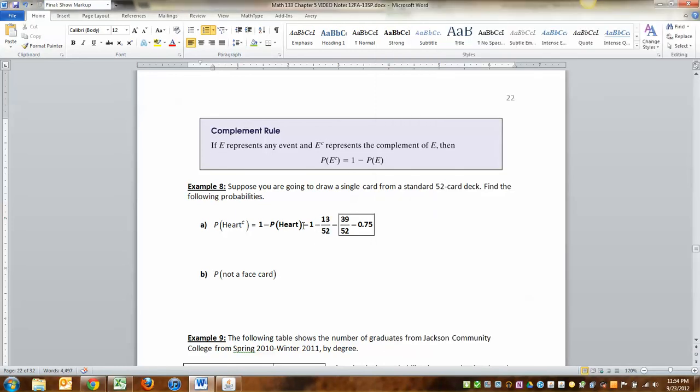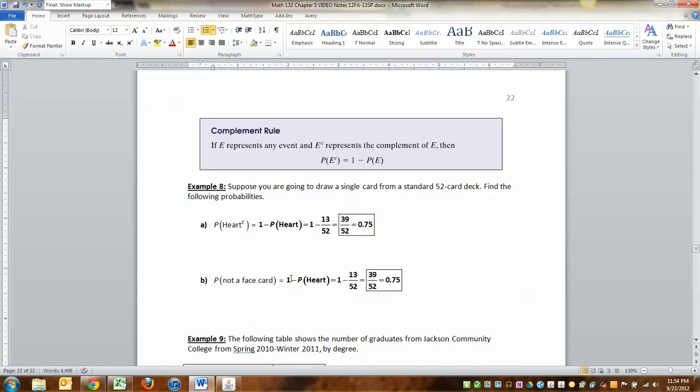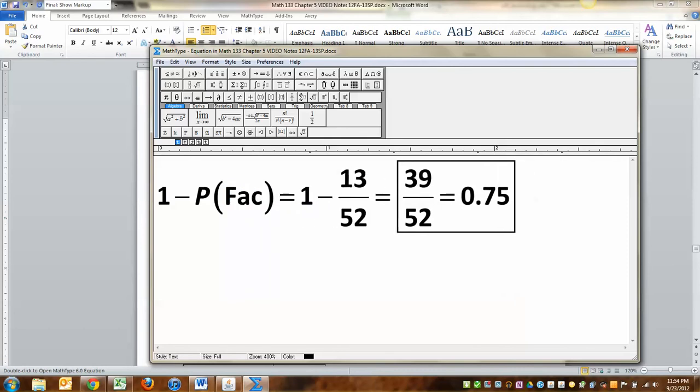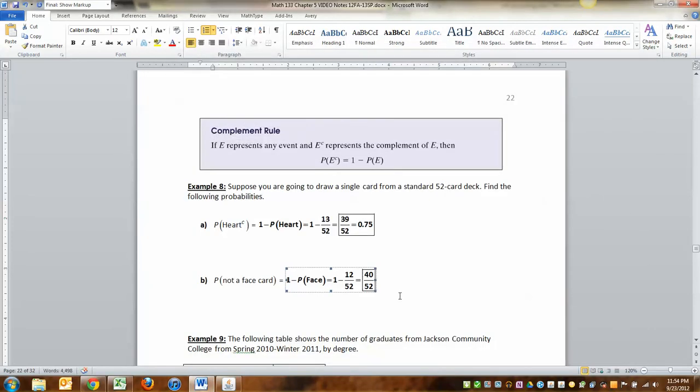All right, now what about the probability of not drawing a face card? Well, according to the rules, that's 1 minus the probability of a face card. There's 12 face cards total, so that'd be 40. Not 38, 40, because they got to add up to 52, right? 12 face cards means there's 40 non-face cards. And I don't know what that is in a decimal, and I really don't care. You can find it if you want to.